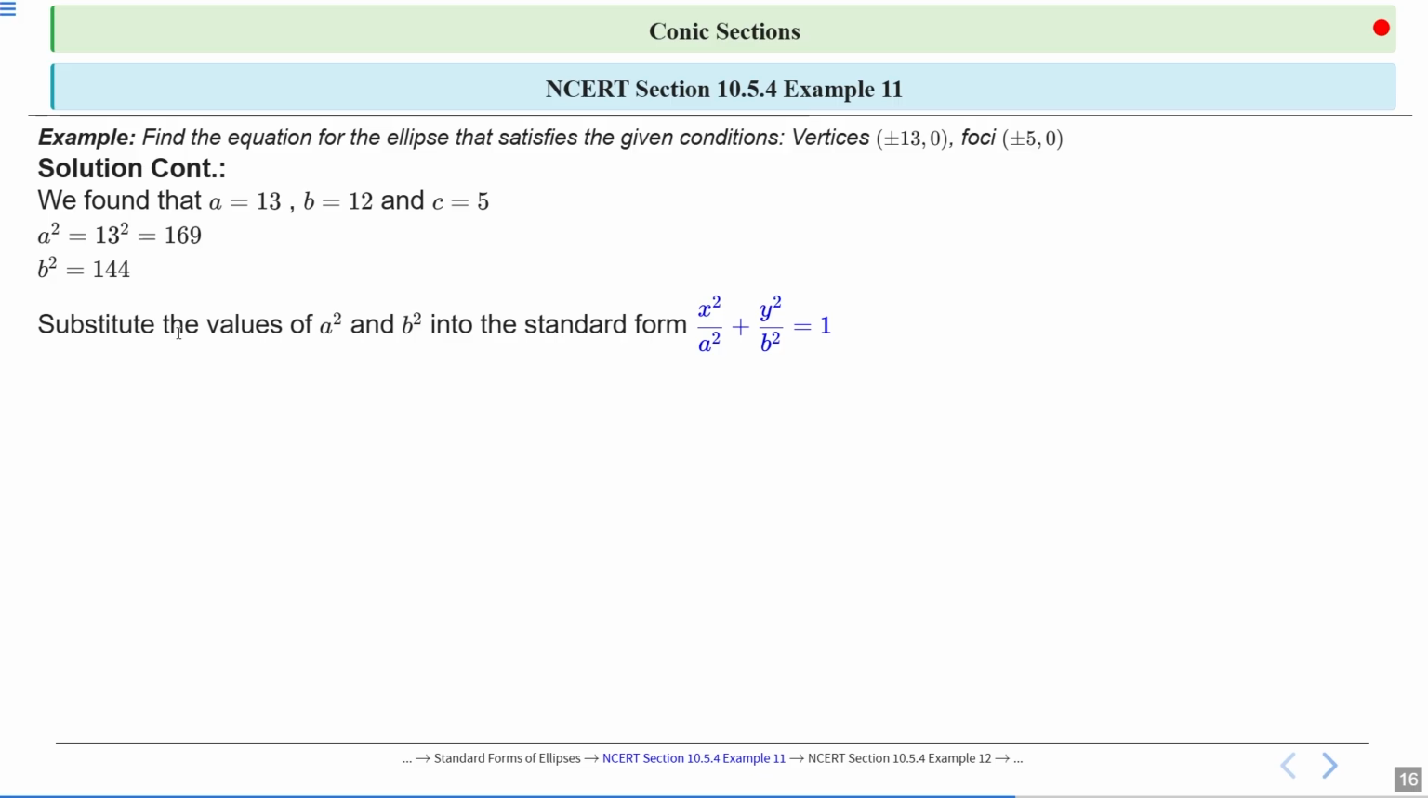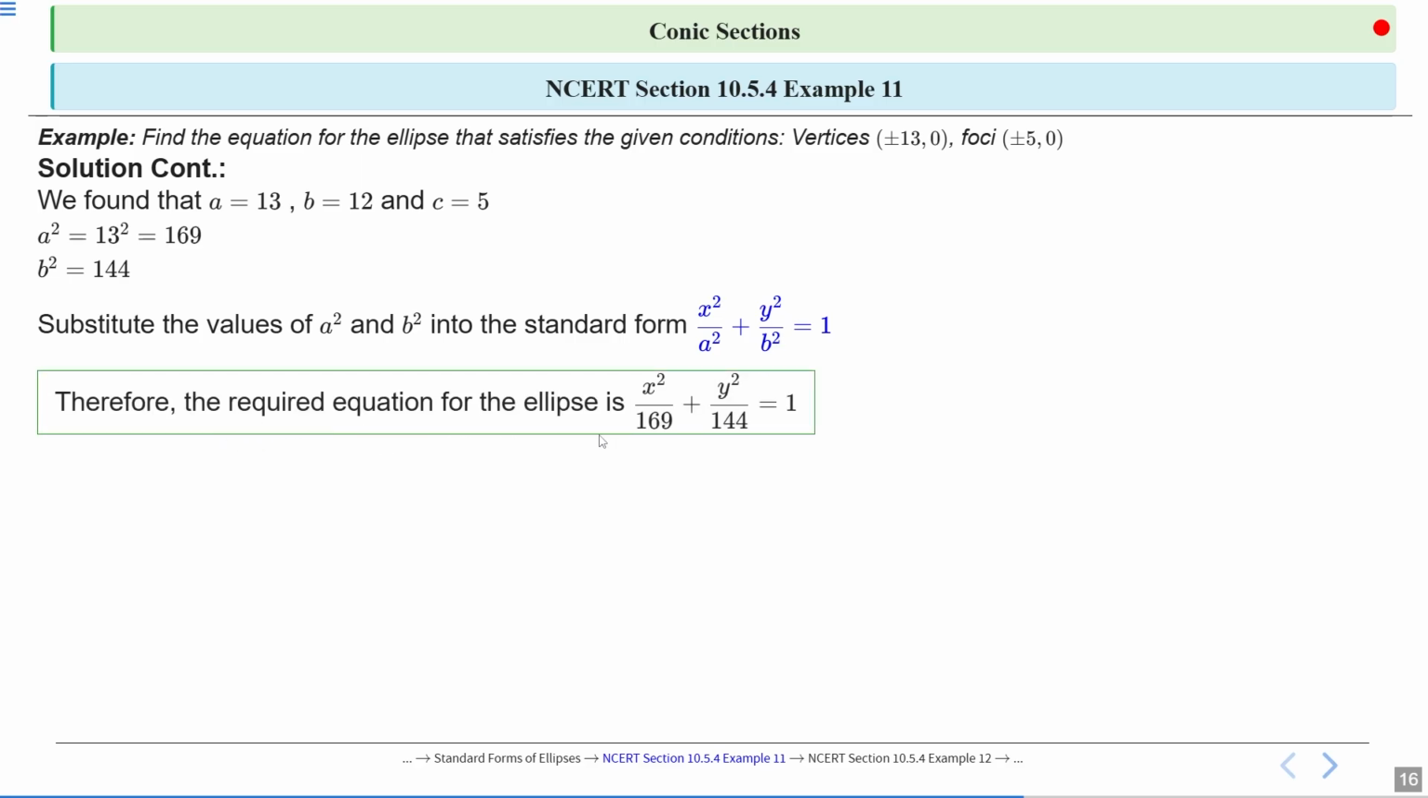So now substitute the values of a square and b square into the standard form x square upon a square plus y square upon b square equal to 1. Okay, so if we substitute the values of a square and b square into this standard form, then you will obtain the equation of the ellipse. So therefore the required equation of the ellipse is x square upon 169 plus y square upon 144 equal to 1. Okay, so this is the required equation of the ellipse which satisfies the given conditions.